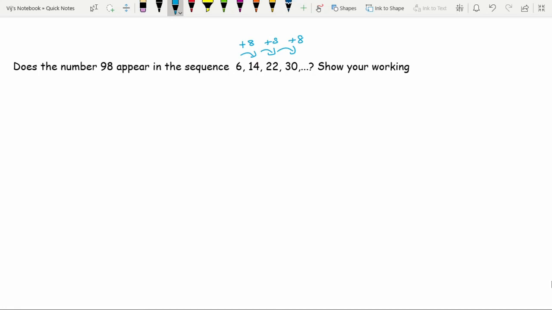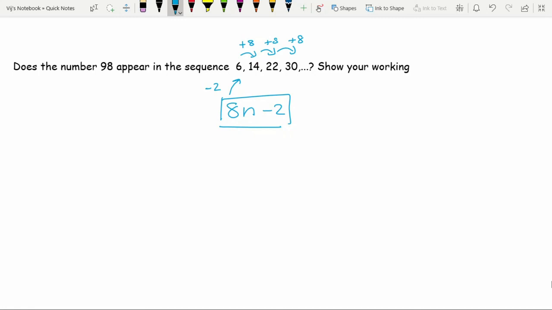So find the nth term of this sequence, which we know is going to be linear because the numbers are going up by the same number. So here I've got 8n. What do I need to do from 8n to get to 6? I need to take away 2. So the formula, or the nth term of this particular sequence, is 8n minus 2.